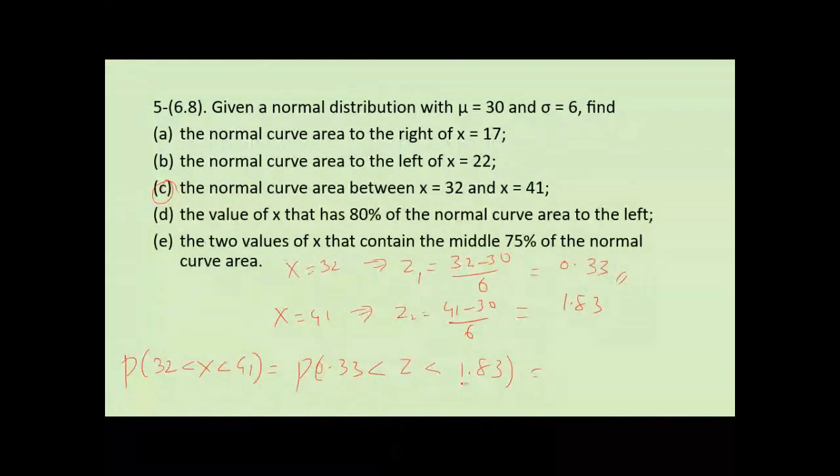Find the area less than 1.83 from the table. It will show you 0.9664, right? And again go to the table, find the area below this value and subtract it. It will be 0.6293, the area below this value, isn't it? This is 6293, the area below this value. So subtract it, you will get 0.3371.